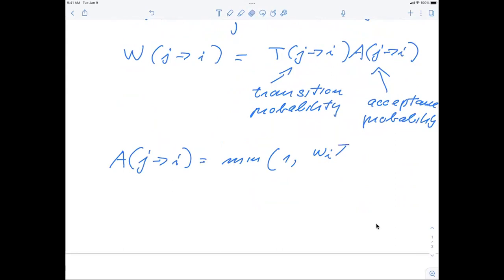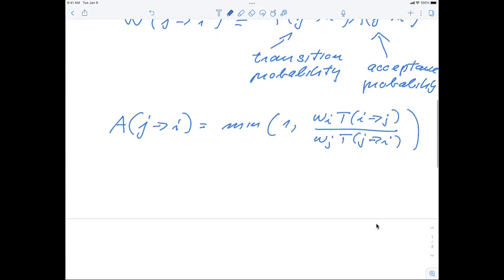So let me just rewrite this one. So this contains now the transition probability from i to j divided by Wj times t of j going to i. Now, the assumption we made last week is that t of i is reversible. So it means that when we go from i to j, this has the same likelihood as going from j to i. So in some simpler systems, like you flipping spins, you have the same likelihood for picking a spin.